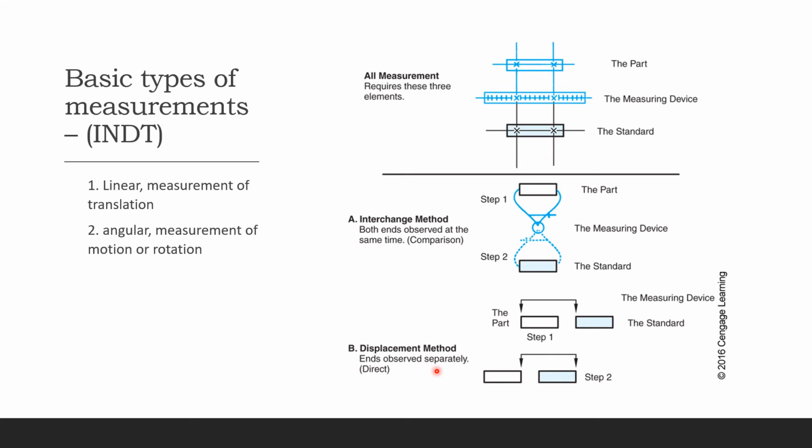Now, displacement method is a direct method. The ends are observed separately. So when you look at the picture, you're going to see here is a measuring device, and there is a part, and here is a standard. You're going to measure the ends separately. This B is pretty difficult for you to see right now, but you will get it. So right now try to get the terms: interchange, displacement. Get that interchange is comparison. Get that displacement is a direct measure.